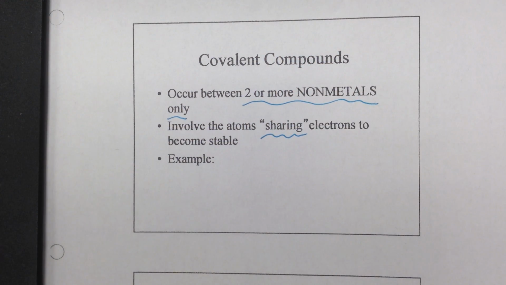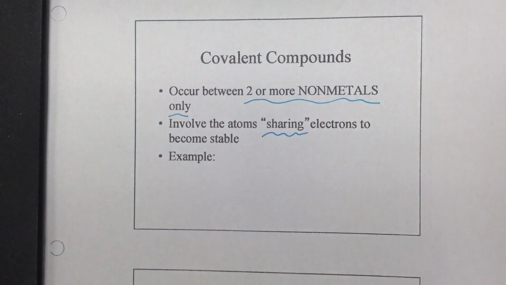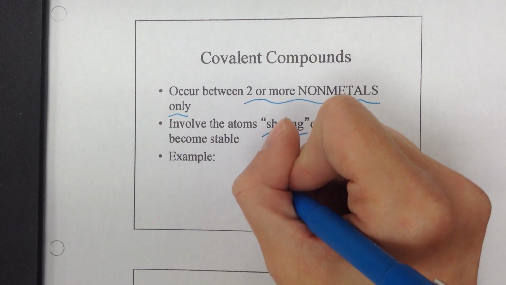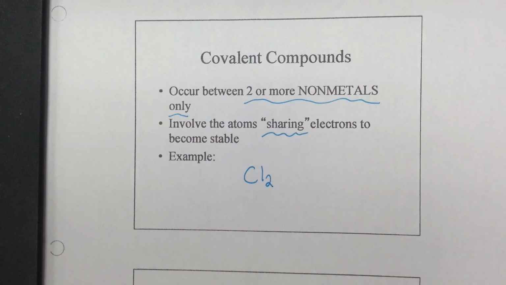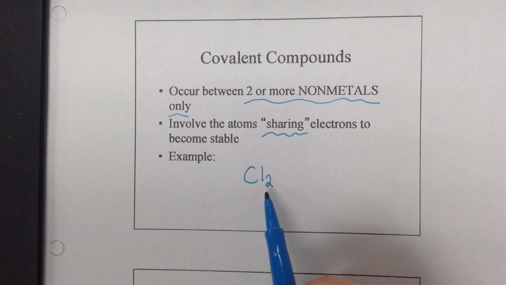They are not being transferred. That is an ionic compound. They're literally being shared between the atoms. So just to give you a real quick example, if I have two chlorine atoms, so Cl2, we know that's covalent because chlorine's a nonmetal and there's two of them.